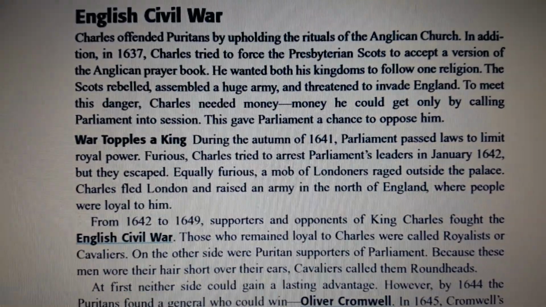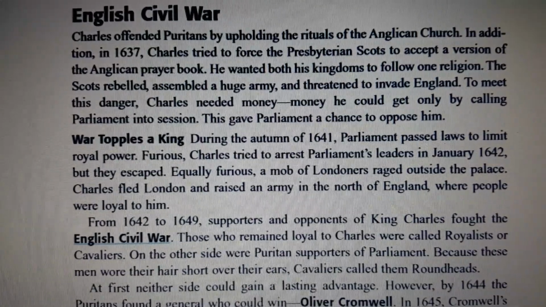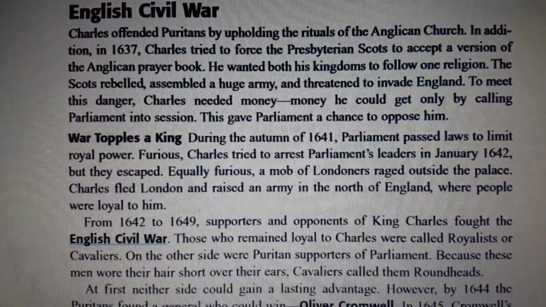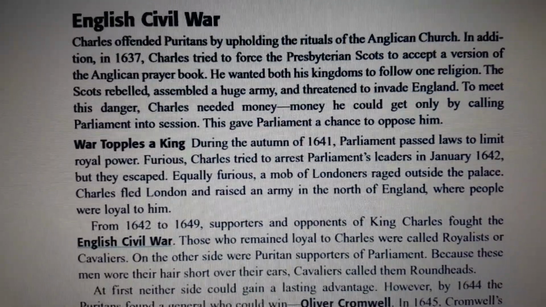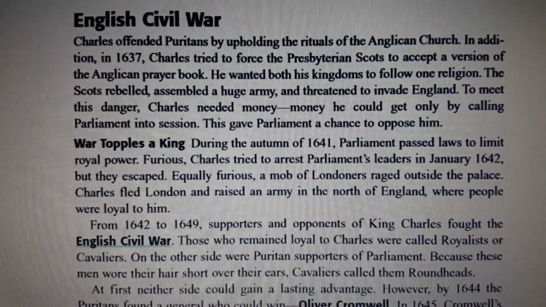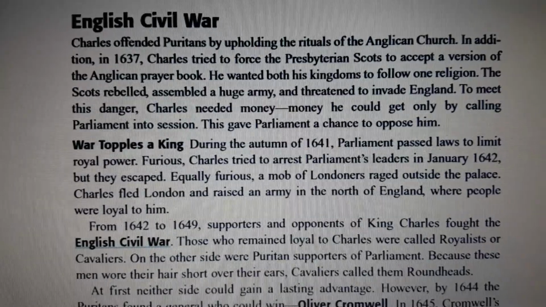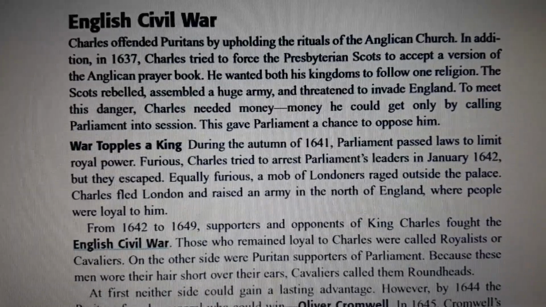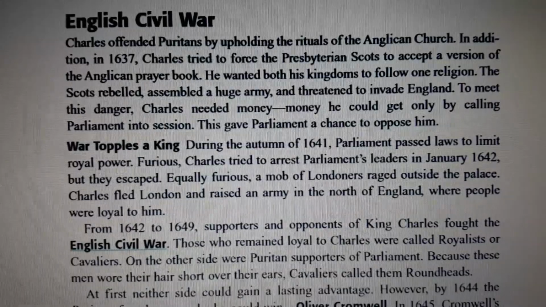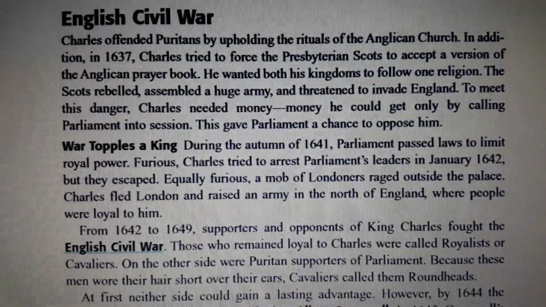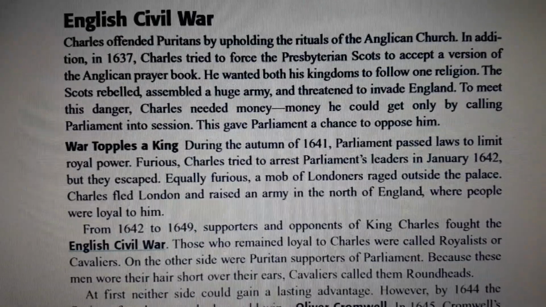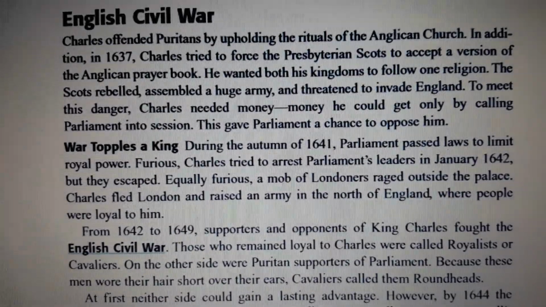The Scots rebelled, assembled a huge army, and threatened to invade England. To meet this danger, Charles needed money, money he could get only by calling Parliament into session. This gave Parliament a chance to oppose him.